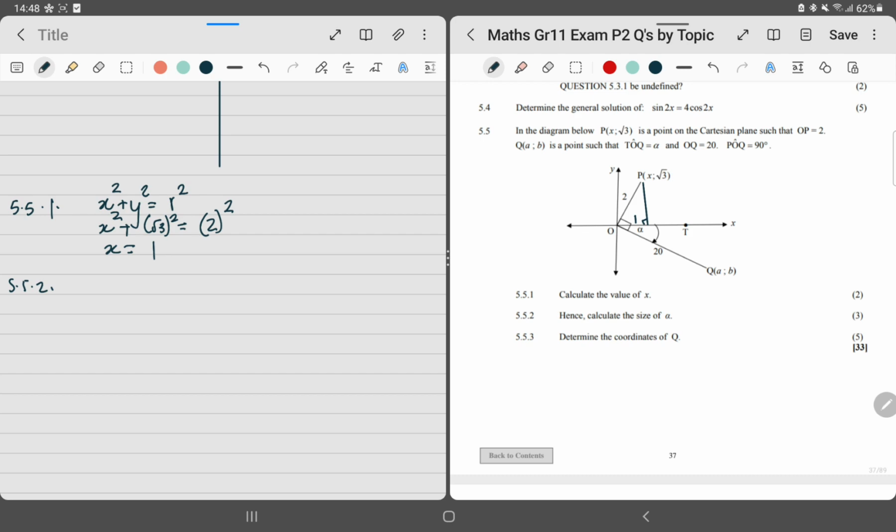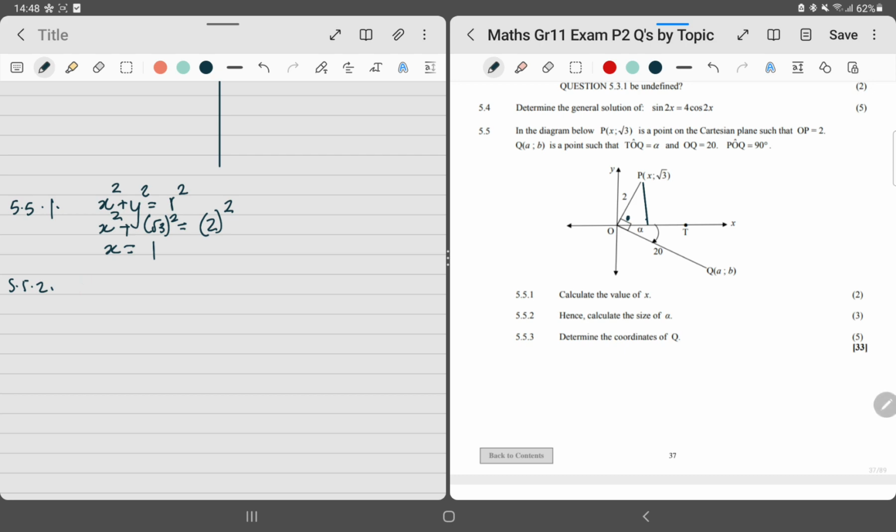5.5.2. Hence, calculate the size of alpha. This whole thing is equal to 90 degrees. So it is alpha plus the angle that we have there. So when we add alpha and the angle that's there, it gives us 90 degrees. So we need to find what that angle is there. So we're going to calculate that angle. We are going to calculate POT.